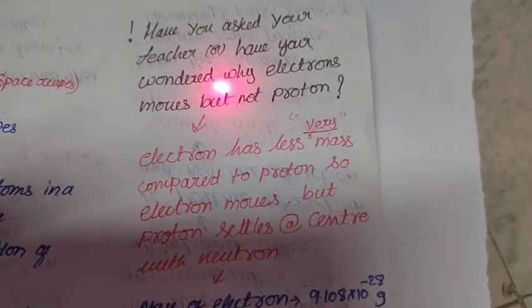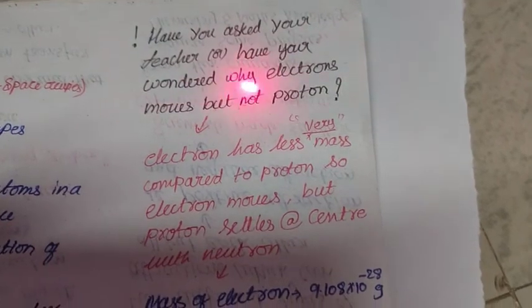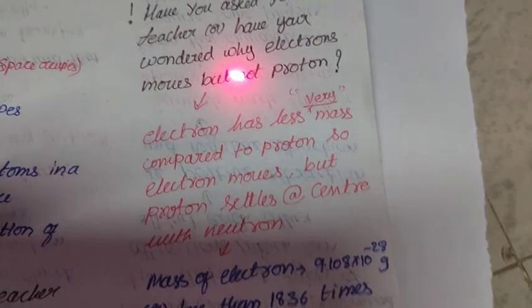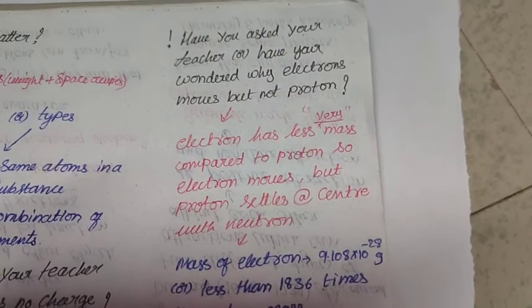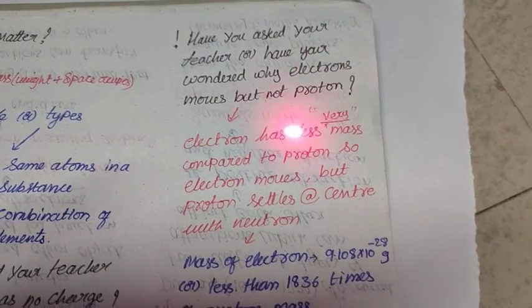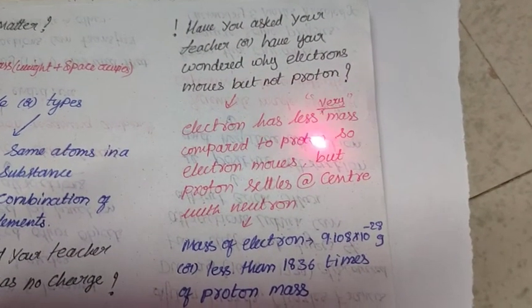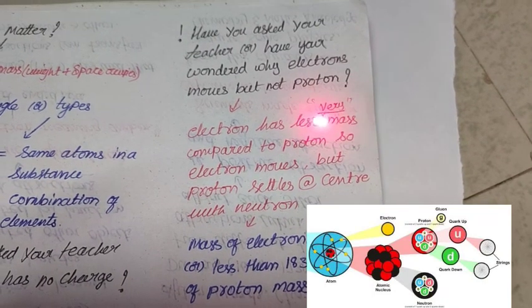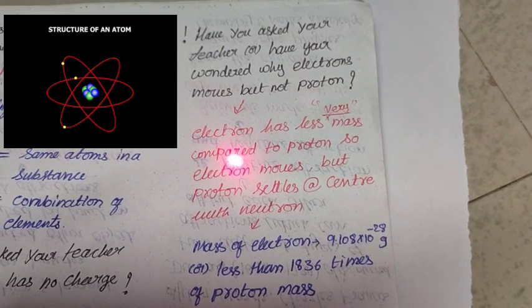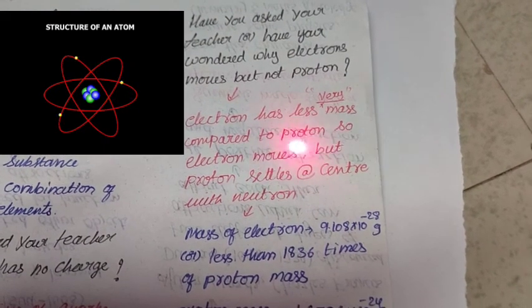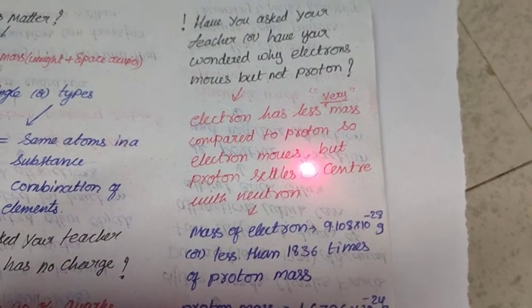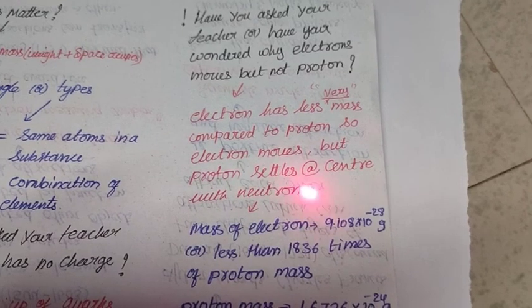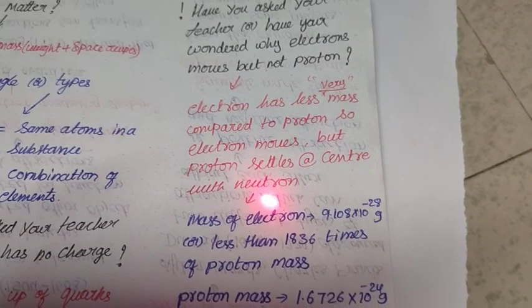Next, have you asked your teacher, or have you wondered why the electron moves but not the proton? Have you asked? Let's see it. The electron has very small mass compared to the proton. So the electron moves, but the proton settles at the center with the neutron.